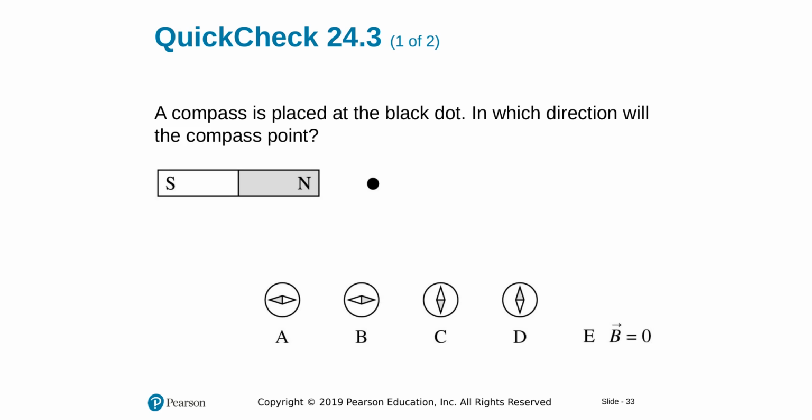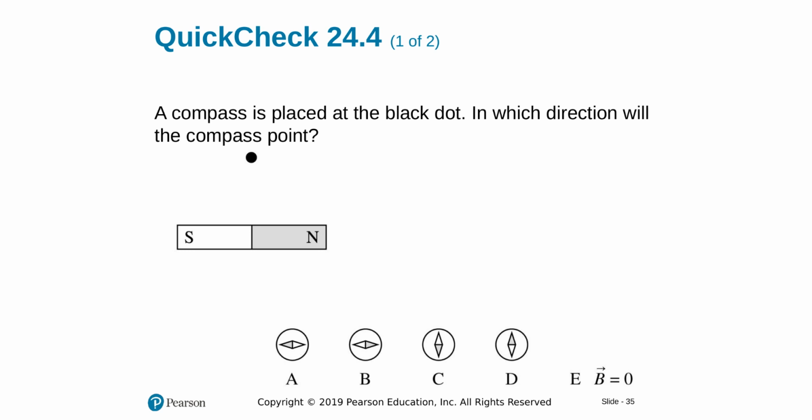The compass is placed at the black dot. We already talked about this. In which direction will the compass point? Away from north towards south, right? We have these types of magnetic field lines curving, going back to south. But at this point, what I expect to see is to the right.